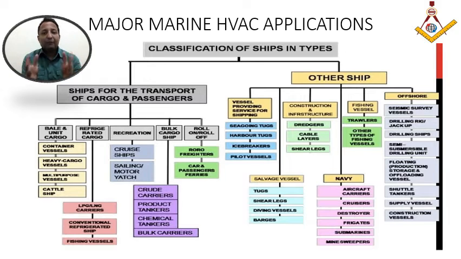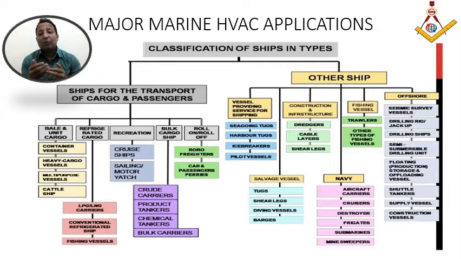The classification of ships by type is like, the ships for the transport of the cargo and passengers, and there are other ships. The ships of the cargo and passengers again get divided into multiple categories over here. There are some refrigerated cargo, recreation cargo. Recreation cargo consists of the cruise ships and sailor motor yachts, which the purpose is known to you. You know what the cruise ships are, you already know. That falls under the recreation one.